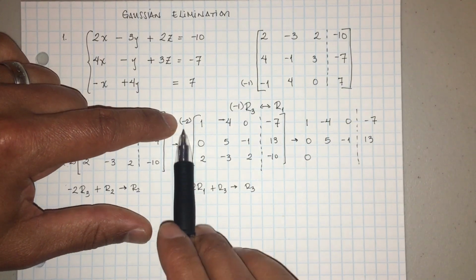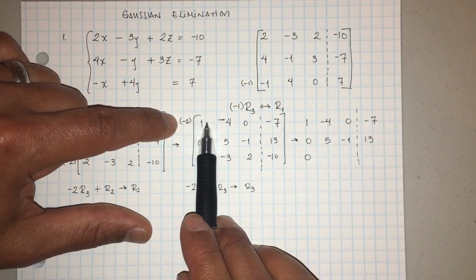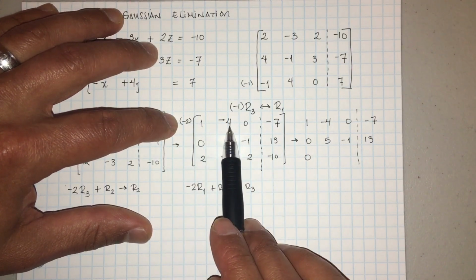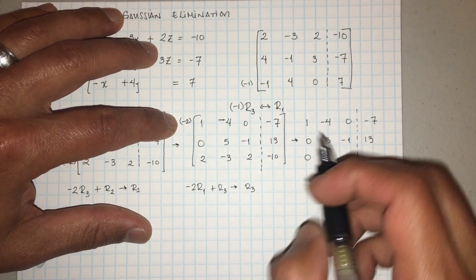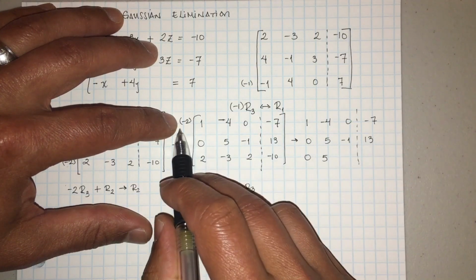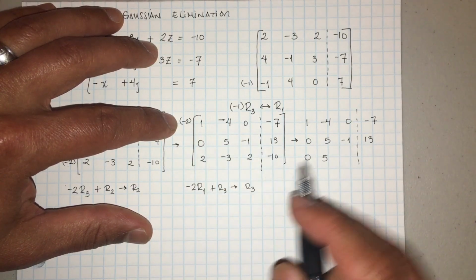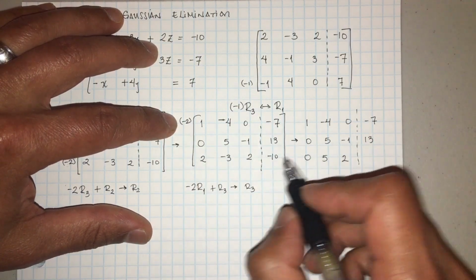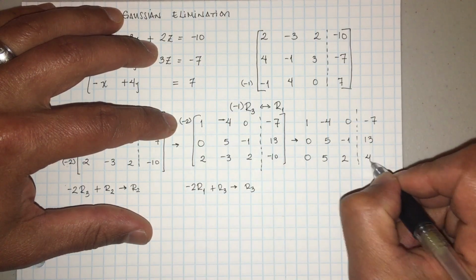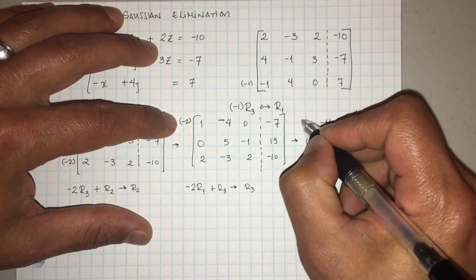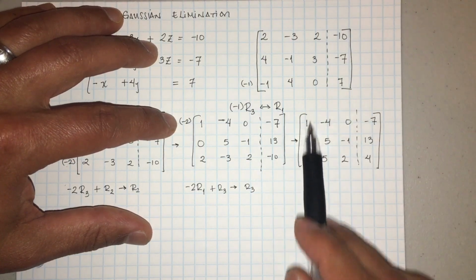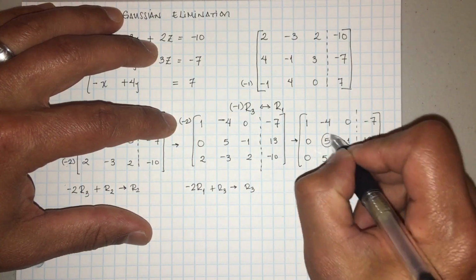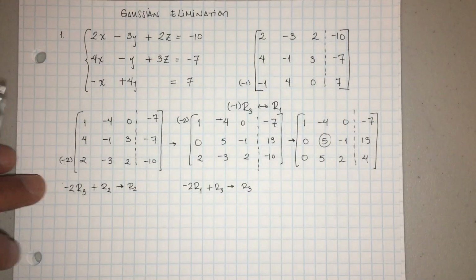Okay, so negative 2 times 1 is negative 2 plus 2 is 0. Negative 2 times negative 4 is positive 8. Take away 3 is 5. Negative 2 times 0 is 0. 0 plus 2 is 2. Negative 2 times negative 7 is 14. Minus 10 is 4. All right, so now I got that part. So I'm done with the first column. Now I'm going to try to make this guy into a 1. This guy right here. How do I make that guy into a 1?